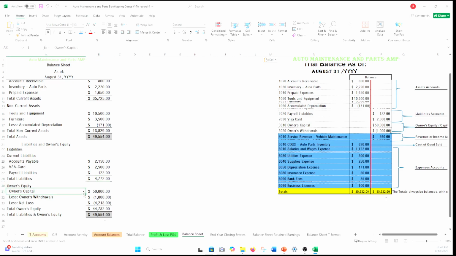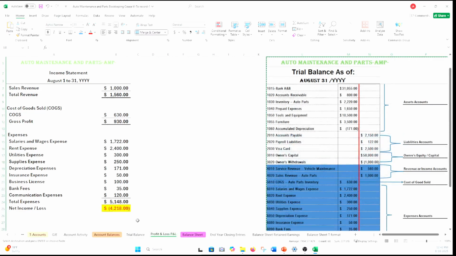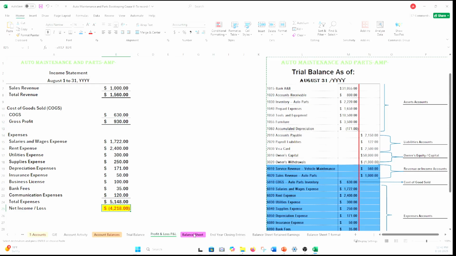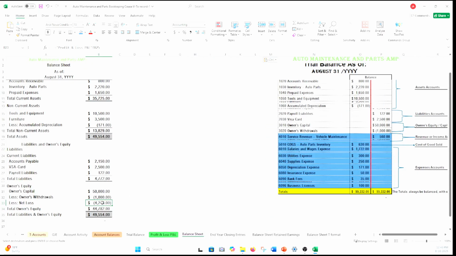And also we have the owner's equity. So we have the owner's equity capital, the original capital investment was 50,000. They took out $1,000 from there. And here we are with the loss. This came from the P&L. Okay, so we have here this one, 4,280, we have to put it here.